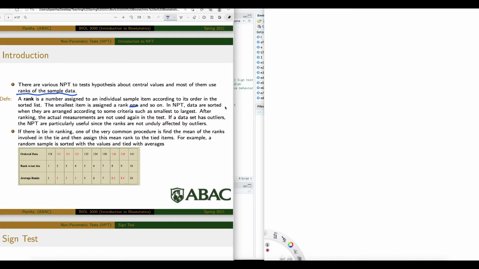Okay, if the data set has outliers, the non-parametric tests are particularly useful since the ranks are not unduly affected by the outliers. For example, when you assign the ranks, if some data are very big or very small, we don't have to worry because it's just one rank above or one rank below the other data, right? So you should not be worried about that. So this non-parametric test is still valid, works well in case of the outlier.